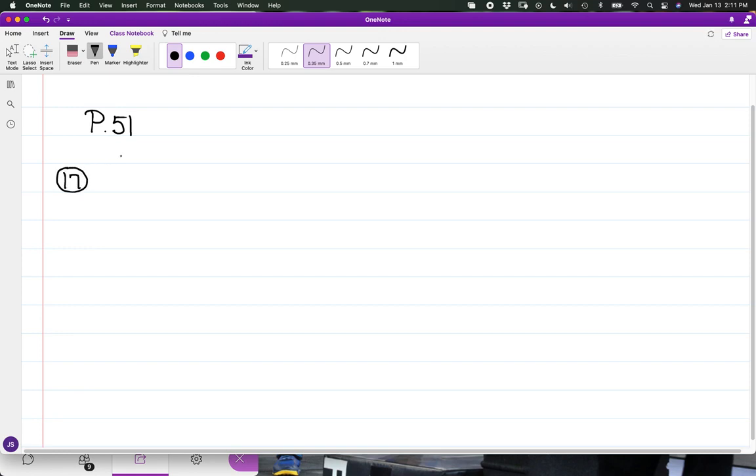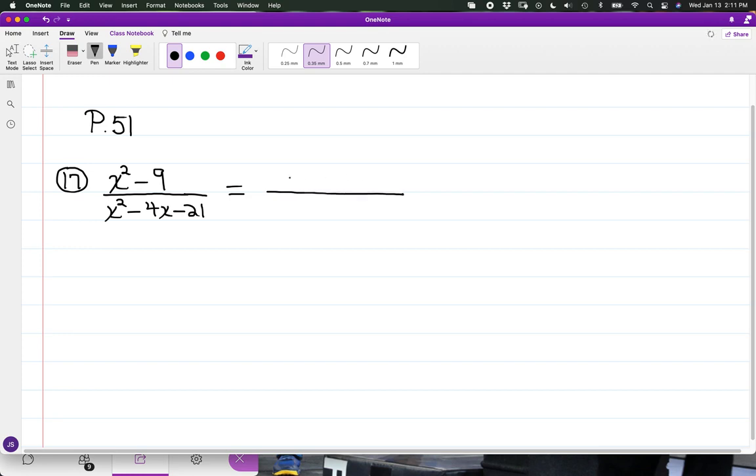Okay, so for number 17, we're looking at rational expressions. Here we have, starting out, x squared minus 9, all over x squared minus 4x minus 21. We're looking at simplifying the expression, and this will be done through factoring.